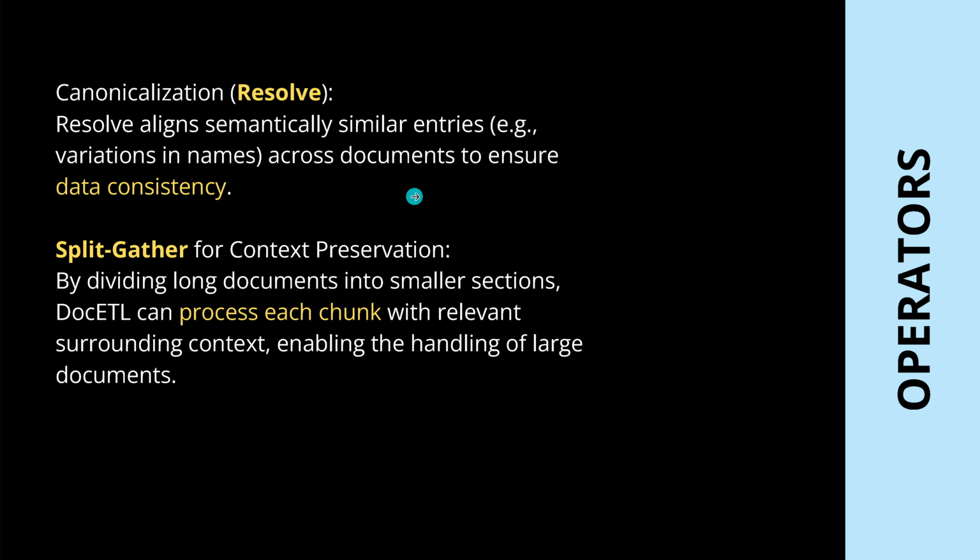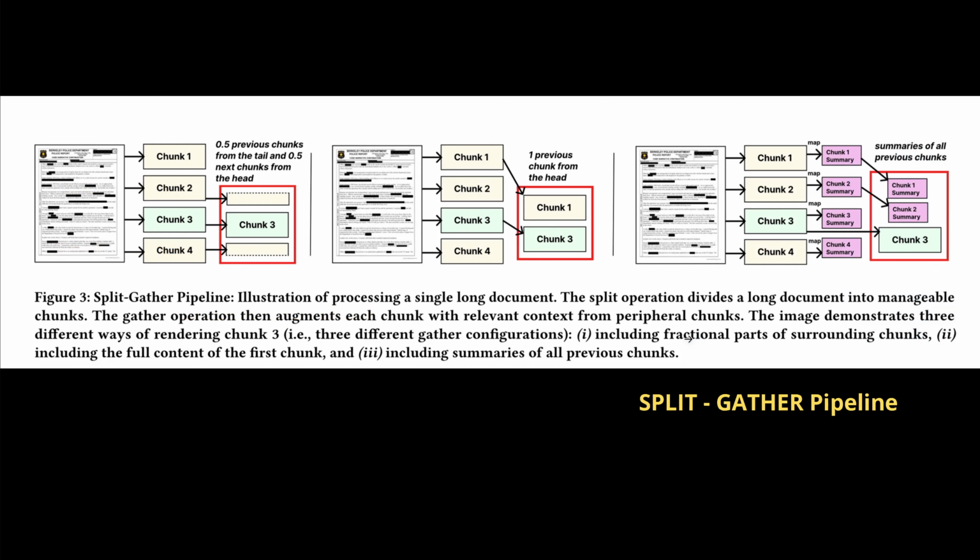Resolve is easy. We ensure data consistencies. And the split and gather operation for context preservation is simply this: if we have really long documents, more than 2 million tokens, we can chunk them into smaller sections and process each chunk with the relevant surrounding context. Remember, we have to look at all the neighboring information, maybe the complete information, therefore enabling the handling here of large documents. And we now have knowledge of the complete content.